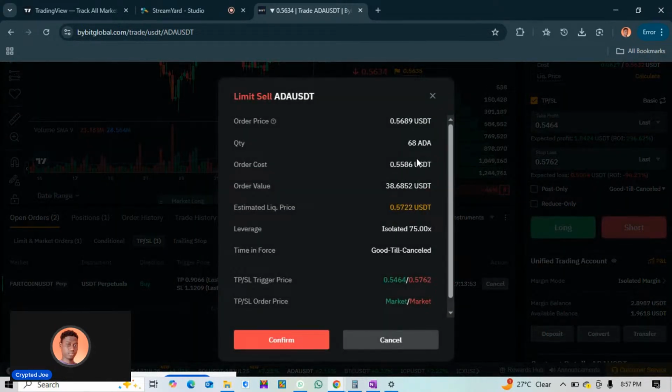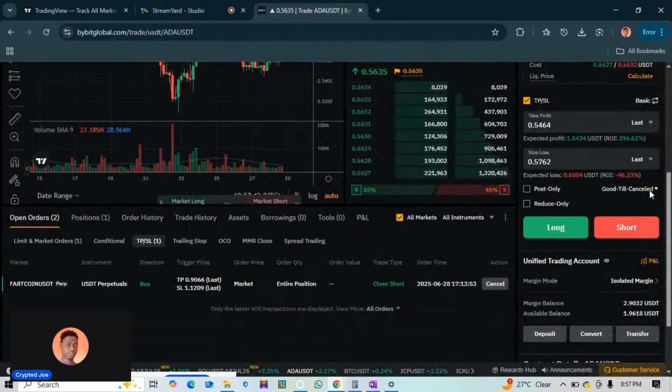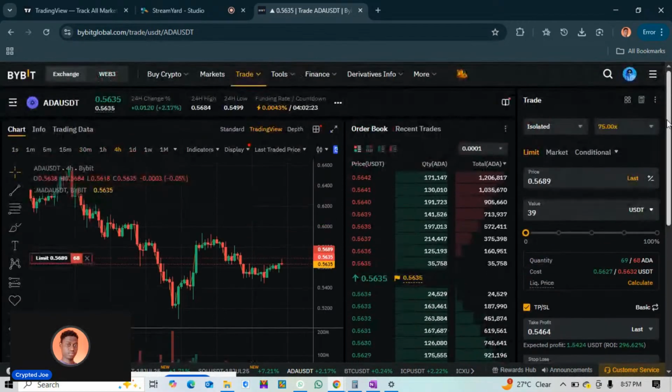Now you take note of this confirmation window. In a short trade, your liquidation should be higher than your stop loss, or your stop loss should be lesser than your liquidation. So to understand it clearly, the one in green is your take profit, the one in red is your stop loss, the one in yellow is your liquidation. The one in red should be a lesser figure compared to your liquidation figure. So this is not lesser than this. So what you do, adjust your leverage. So basically you adjust it backwards.